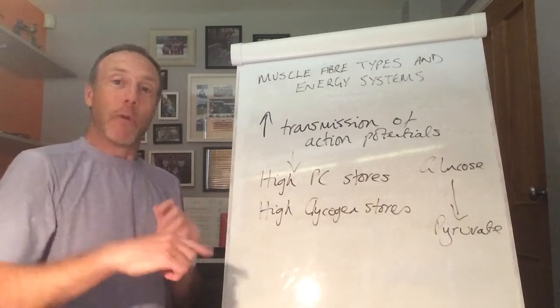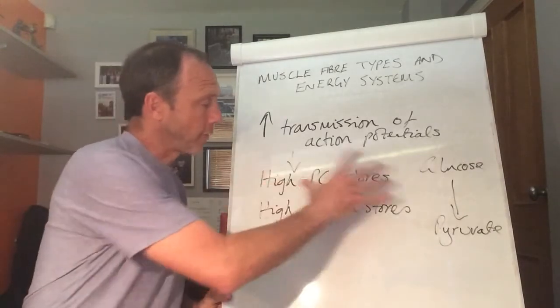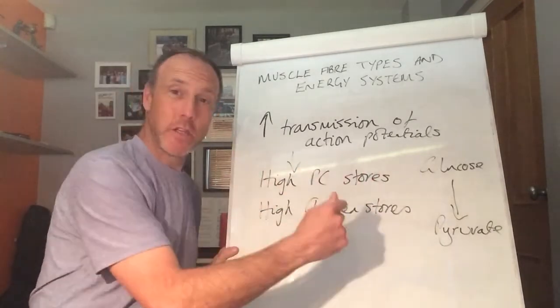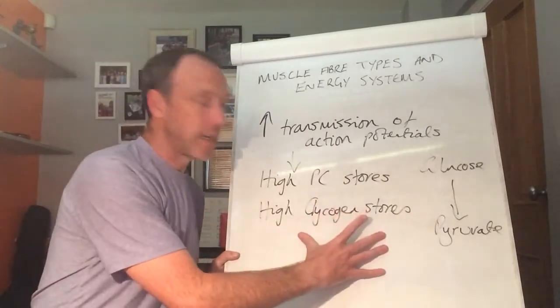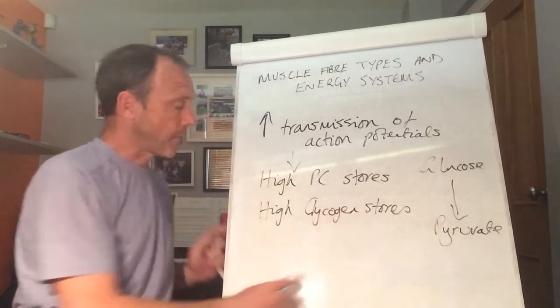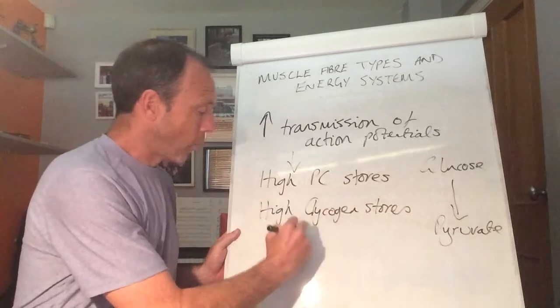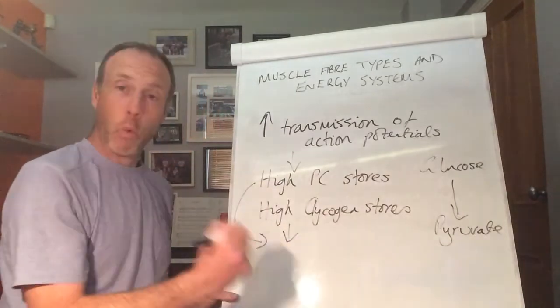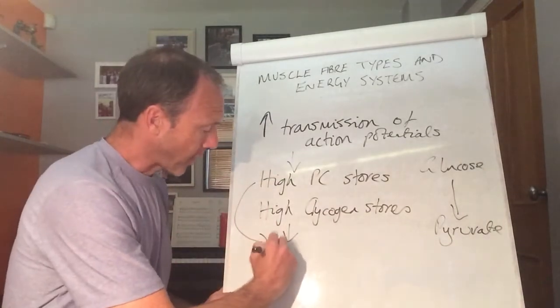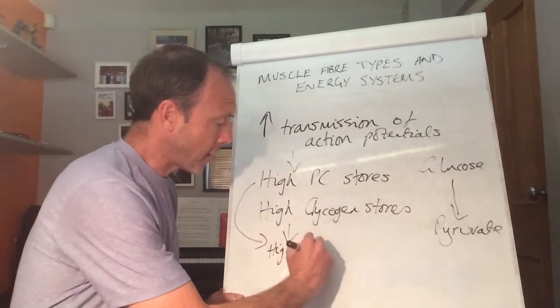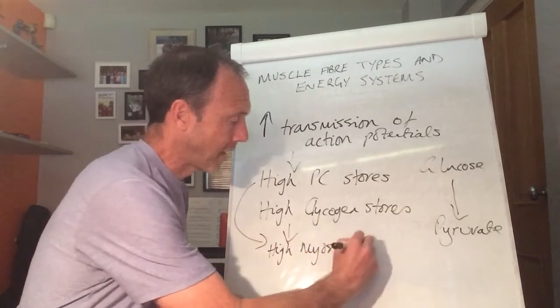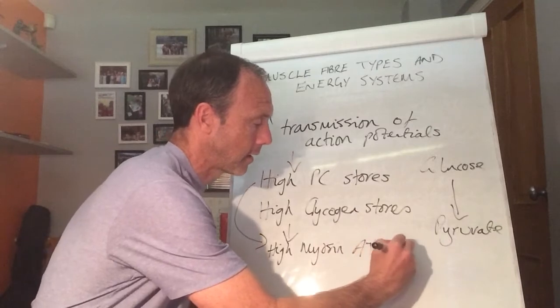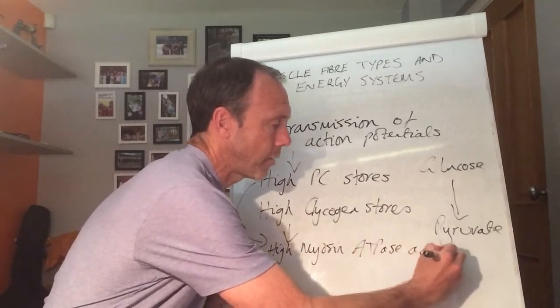Now, in order for this to happen, we've got high levels of phosphocreatine, that immediate store of energy, and we've also got high levels of glycogen stored within the muscle as well. So what else needs to be there? Well, in order for this to work, we need to have high myosin ATPase activity. What does that mean?